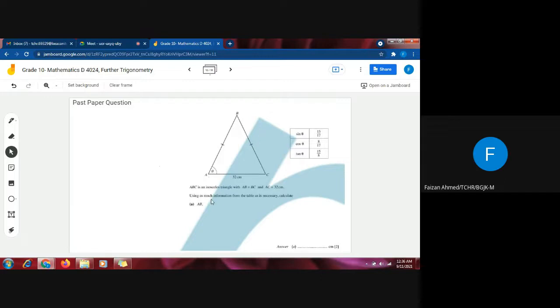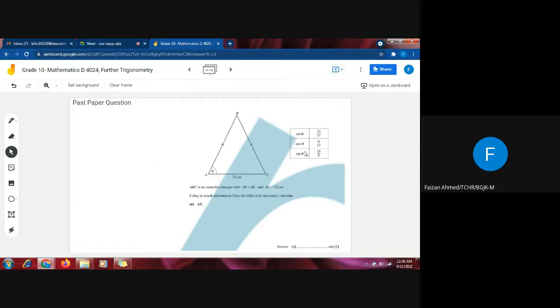And we have been provided some information in the table. Sine theta is equal to 15 upon 17, cos theta is equal to 8 upon 17, and tan theta is equal to 15 upon 8. We are asked to find the length of AB. This question is of 2 marks, and we are not allowed to use a calculator, so we have to use this information.